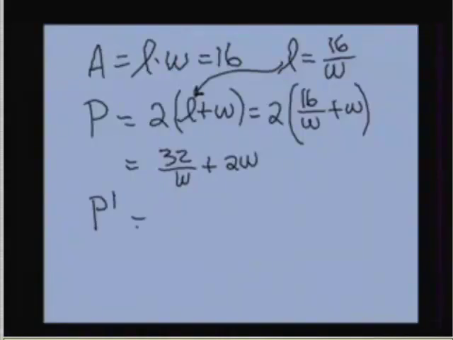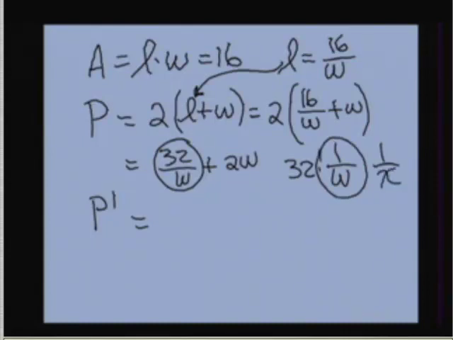P prime is going to be equal to, off to the side here, I want to point out that this is really 32 times 1 over W, and 1 over W is just like 1 over X, and we've seen that many times, so we know that the derivative of it is negative 1 over W squared. So it's going to be, in this case, negative 32 over W squared, and then plus 2, because that's the derivative of 2W. Now we need to set this equal to 0, and then solve that for W.